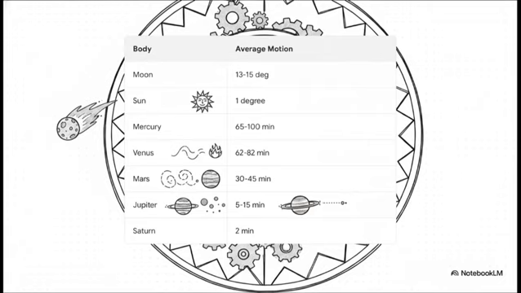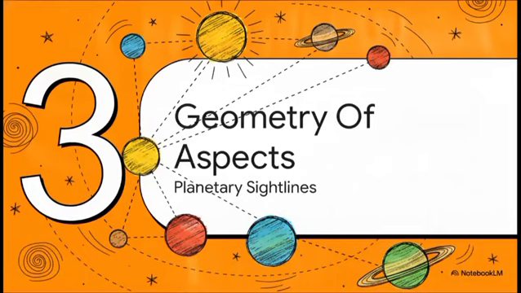And these radically differing speeds, they are absolutely crucial. They act quite literally like gears spinning in a massive cosmic clock. Because they're all moving at totally different rates, they are constantly forming brand new, highly specific geometric alignments with each other. Which brings us to section 3, the geometry of aspects.